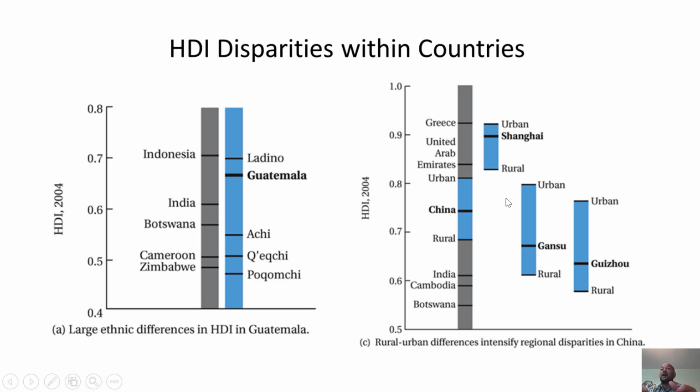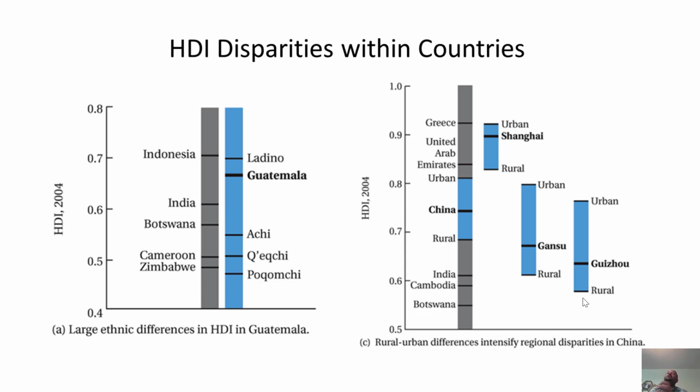Over on the right here, we've got China. And we can see that the average HDI for China is about 0.75 or so, but there's big differences depending upon where in China we're talking about and whether we're looking at urban or rural. So, for example, urban Shanghai is one of the more developed parts of the world, right? I mean, it has a development level on par with Greece, for example. Rural Shanghai, lower level of development. If we go all the way down to Guizhou, urban Guizhou's about the average level of development for China, but rural Guizhou has a development level beneath that of Cambodia.